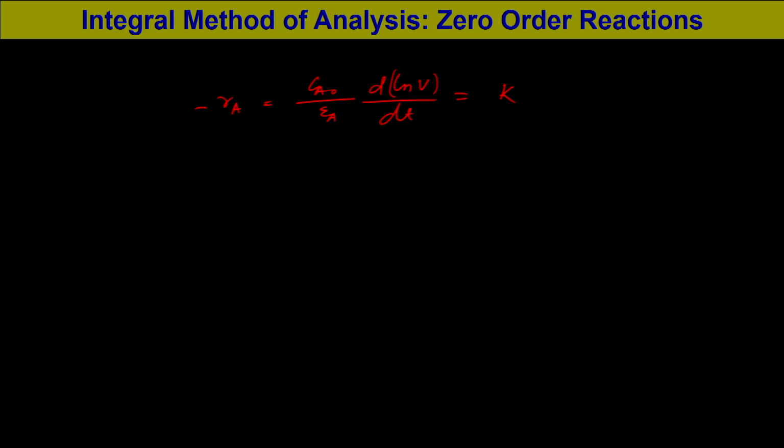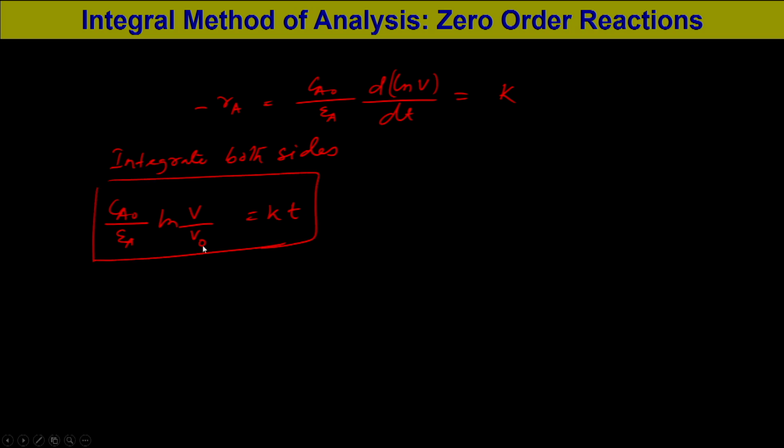Now, if we just integrate, we will have Ca naught by epsilon A ln V by V naught would be equal to Kt. So, this is the integral form of the zero order reactions.